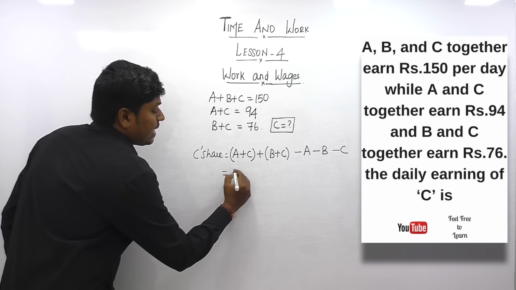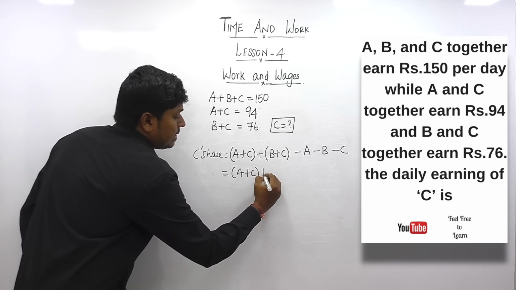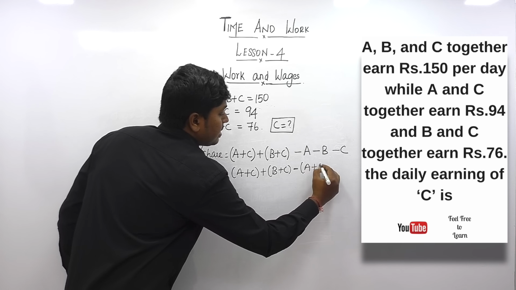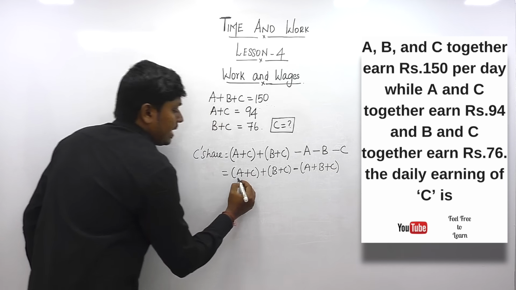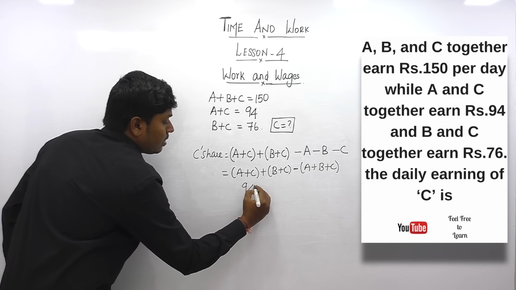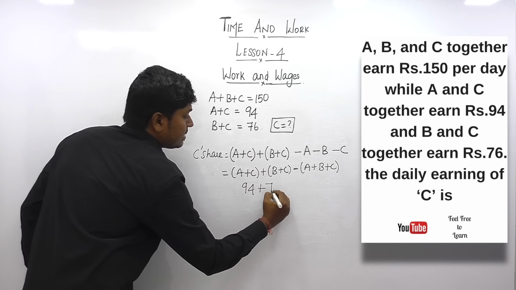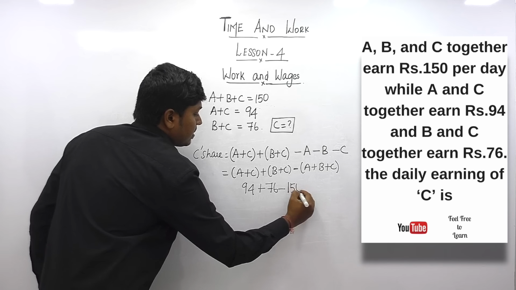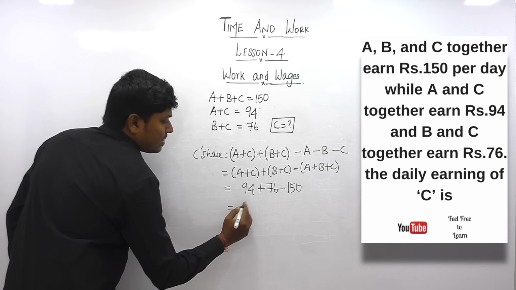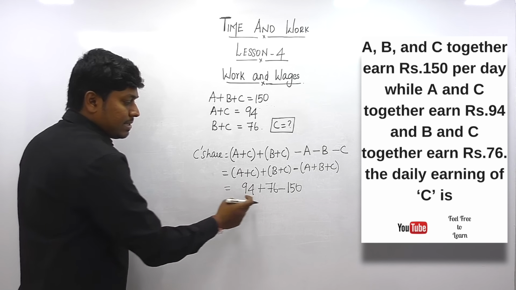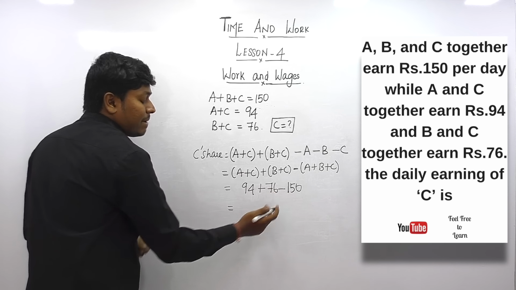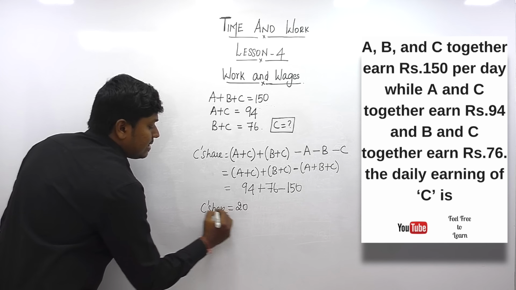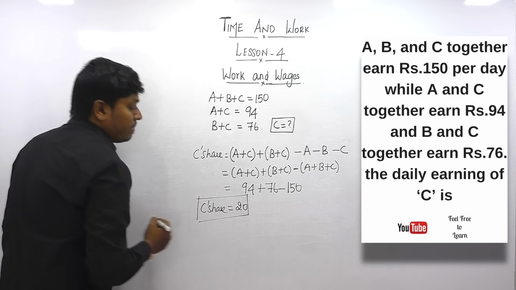So this equation can be written as A plus C plus B plus C, and taking minus common, A plus B plus C. So A plus C will be 94, B plus C will be 76, minus of A plus B plus C, which is 150. So this can be written as 94 plus 76, which is 170, right? 160 plus 10, 170. 170 minus 150 will be 20. So finally we can say that C's share will be rupees 20.